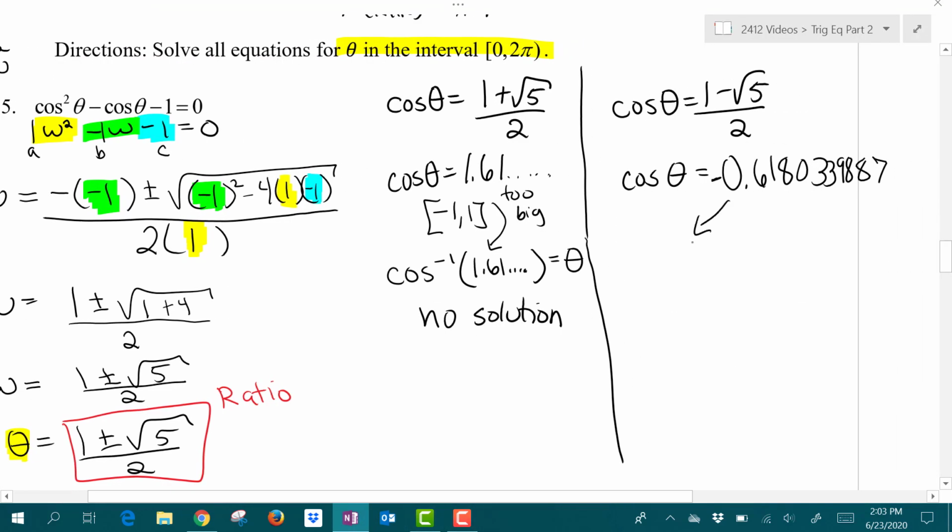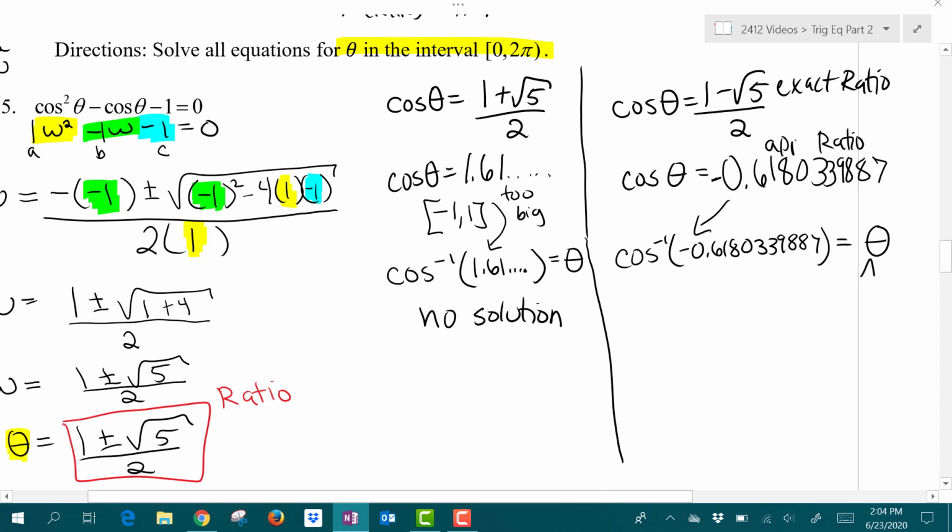Now in order to figure out the answer, we have to put this ratio into the inverse trig function. A lot of times that's the biggest mistake. We just get that ratio and then we think we're done. But the ratio always has to be put into the inverse trig function. What we're looking for is not the ratio or even the approximation of the ratio. So this is the exact ratio, but this is just the approximate ratio.